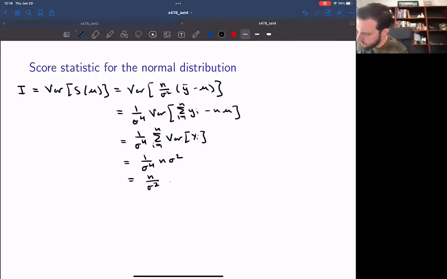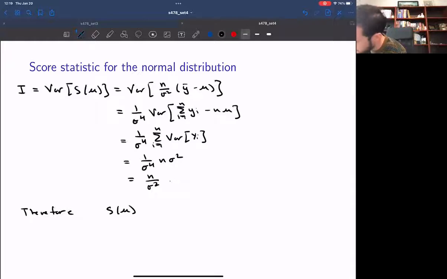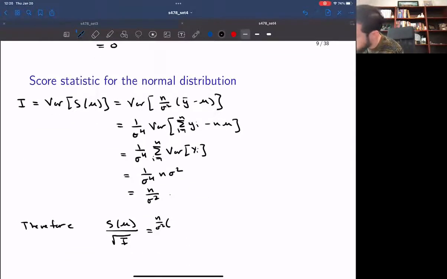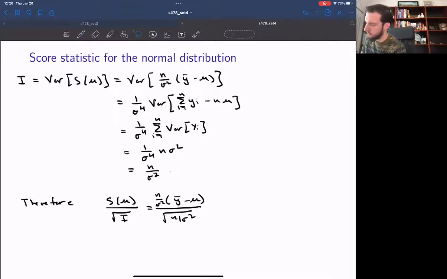Okay. And then I'll just finish. Therefore, S of mu divided by the square root of I is equal to n over sigma squared times (y bar minus mu), divided by the square root of n over sigma squared. Okay, and then I'll simplify this next time.